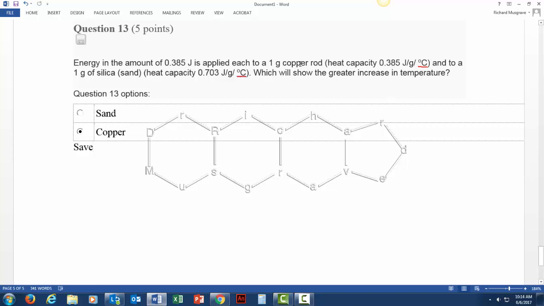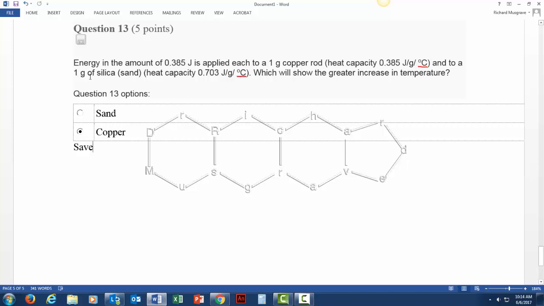Well, if the heat capacity of copper is 0.385 joules per gram per degree Celsius, what that means is that's the amount of energy, 0.385 joules, it takes to raise 1 gram 1 degree Celsius. So if I apply 0.385 joules to 1 gram of copper, it makes sense that it goes up by 1 degree Celsius, because this is 0.385 joules per 1 gram per 1 degree Celsius.